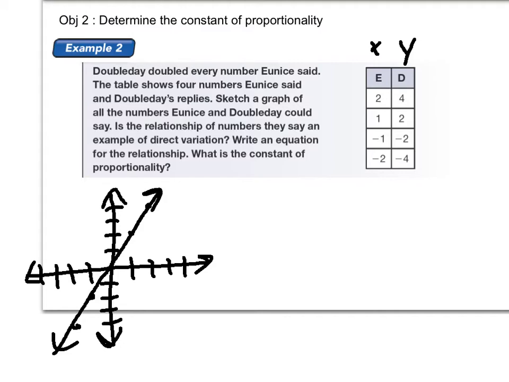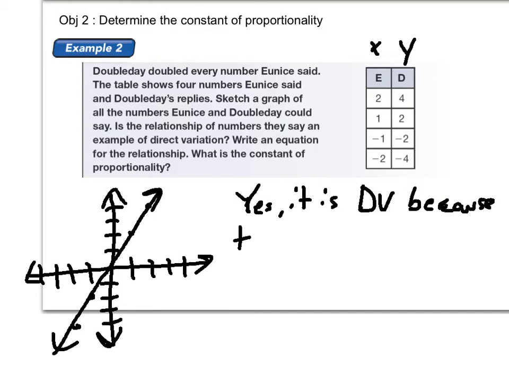Okay, so the first thing we want to know, is it an example of direct variation? Well, remember, direct variation has to be a graph that's in a straight line, which this one is, and it has to intersect the origin, and this one does. So, yes, it is direct variation. And we'll explain why even, because the graph is a line that intersects the origin.